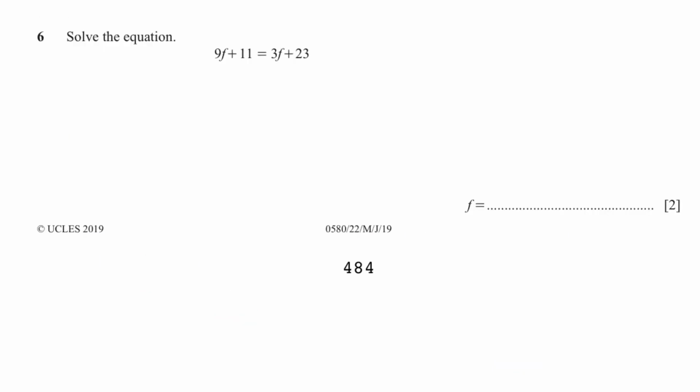Next question, solve the equation. So we have to bring all the like terms together. 9f minus 3f is equal to 23. The plus will bring to the other side, it will become negative 11. So 6f is equal to 23 minus 11, which is 12. And f is equal to 12 divided by 6, which is 2.